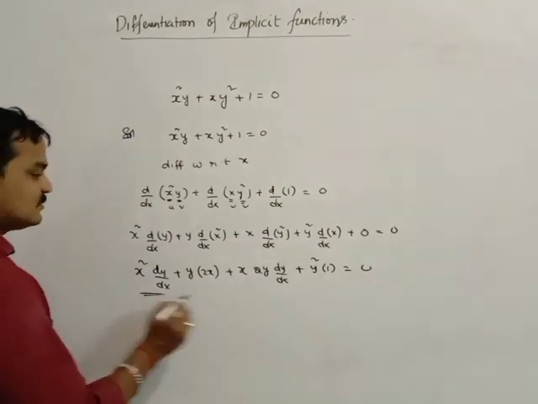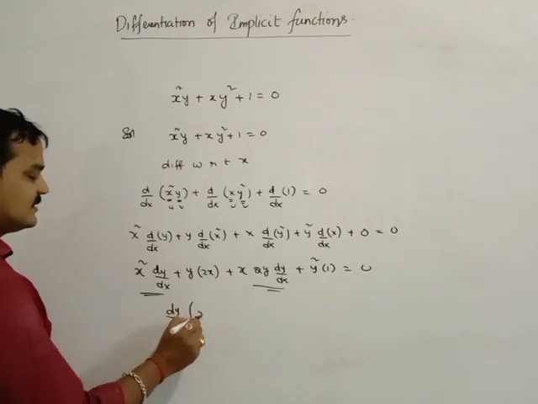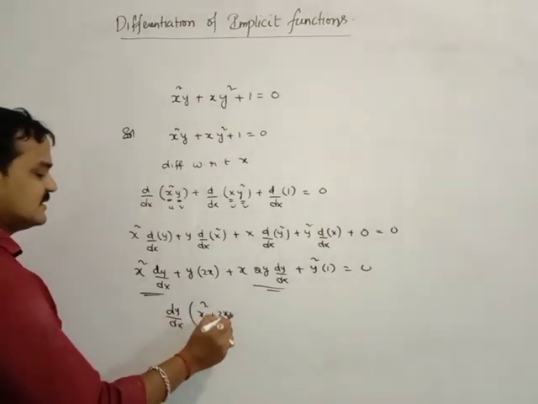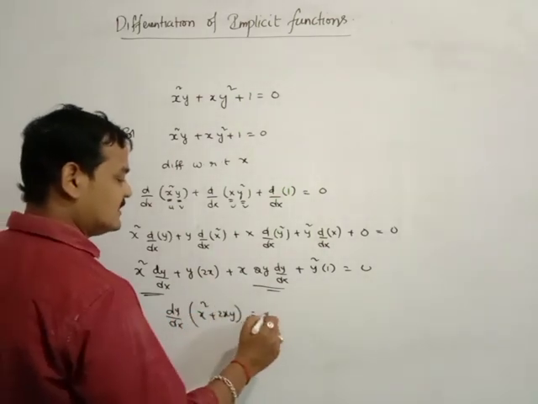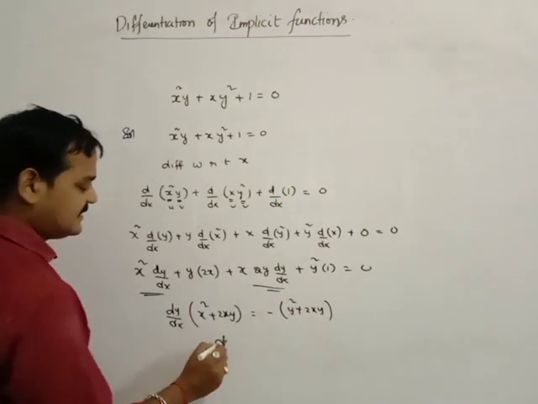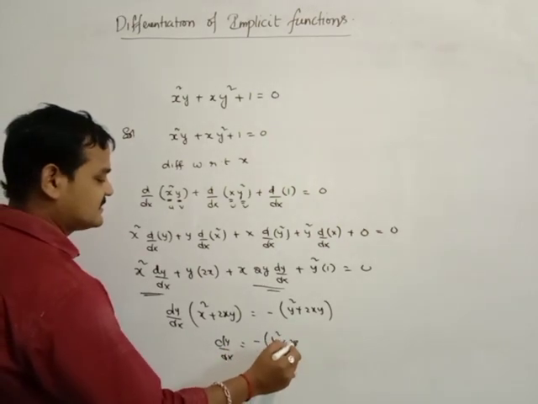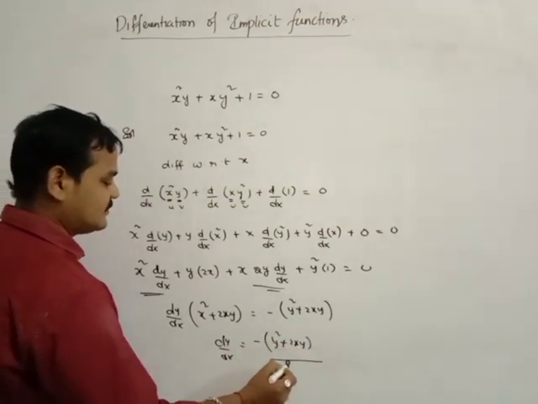Now in these two terms, dy by dx is there. Dy by dx is common, so you can take it out: x square plus 2xy is equal to, taking to that side, minus of y square plus 2xy. So finally dy by dx is equal to minus of y square plus 2xy by x square plus 2xy.